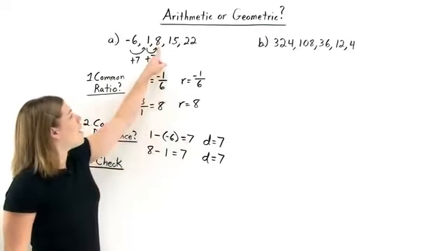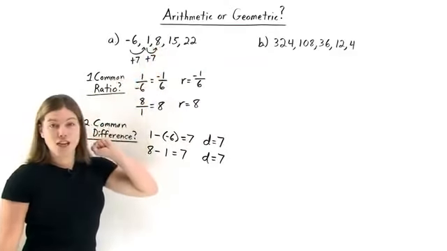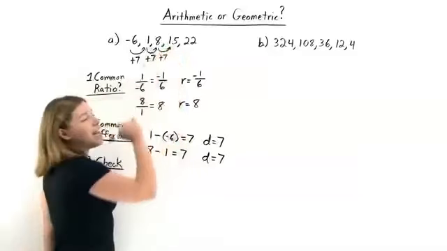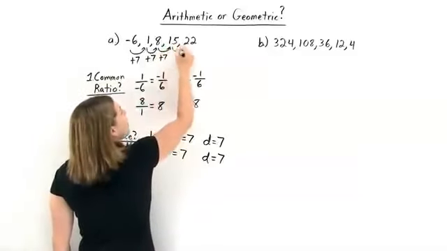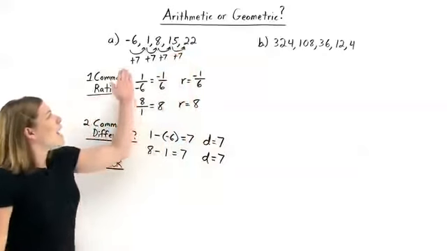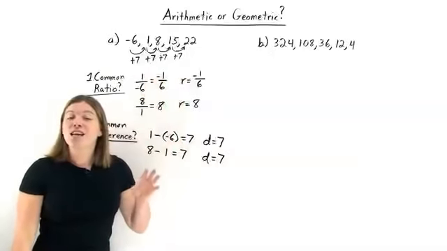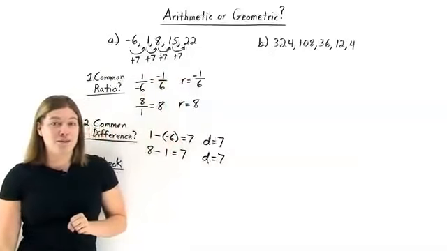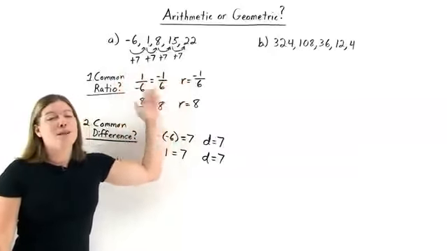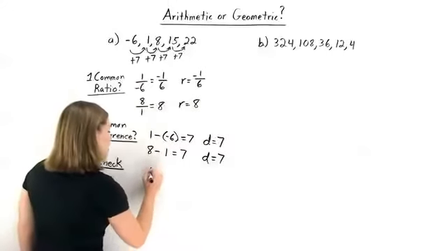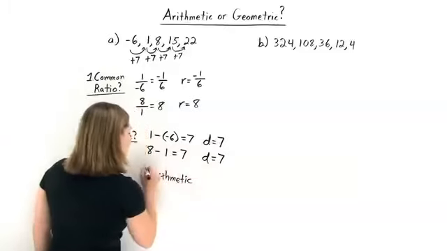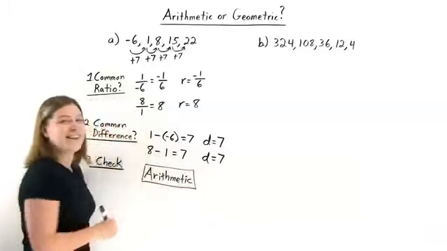Well, here we now have 8, and we need to get from 8 to 15. Well, if we take 8 plus 7, we get 15. And sure enough, if we take 15 plus 7, we get 22. We have this pattern of adding 7 each time we want to get the next term in the sequence. Since this is the same number we're adding each time, that means that we do indeed have a common difference. Since we have a common difference, that means that this sequence is arithmetic.